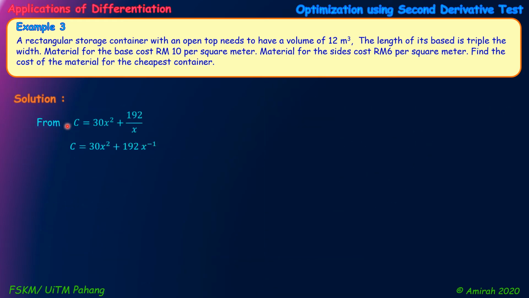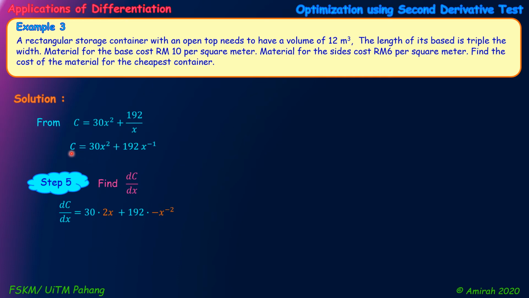From the previous slide, we get the cost formula in terms of variable x. To differentiate, we can write cost equals 30x squared plus 192x to the power of negative 1. We move the denominator x using properties of indices, so we get times x to the power of negative 1. We want to find the cost of the material for the cheapest container, so we need to differentiate cost here. Step 5: we need to find dc over dx, which means we differentiate cost with respect to x.